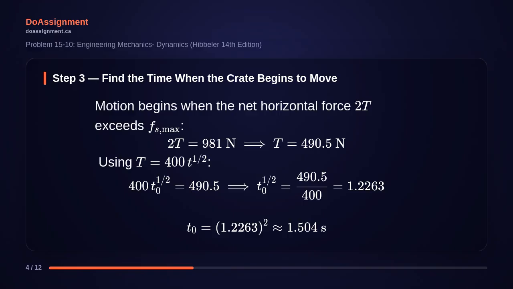The crate starts to move when 2T exceeds maximum static friction of 981 newtons, so T must equal 490.5 newtons. Setting 400 times the square root of t naught equal to 490.5, and solving gives t naught approximately equal to 1.504 seconds.